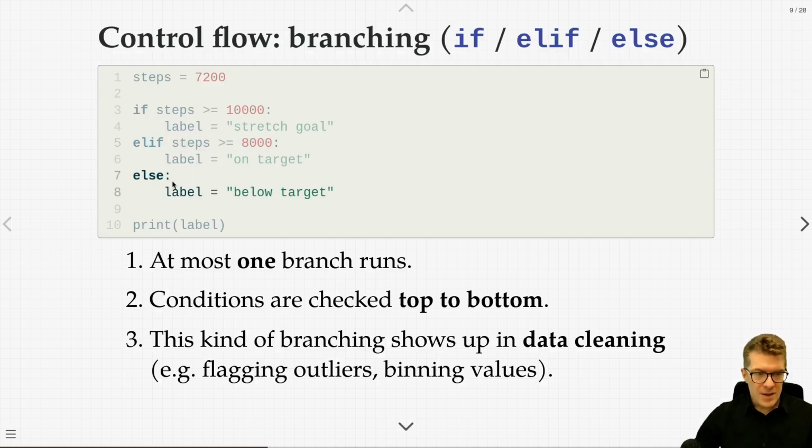Line 7 here is else. So this is sort of a catch-all. If all of the conditions above were not met, I'll end up here at the else, and then I'll just perform whatever code exists in its respective little block.